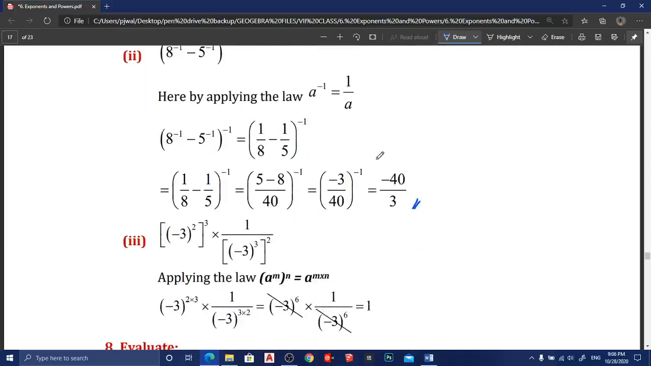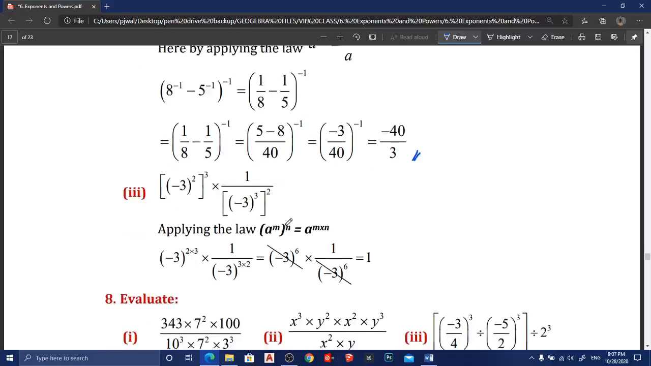Next, minus 3 square whole cube into 1 by minus 3 cube whole square. Here you have to apply again this power of power formula only. A to the power of m whole to the power of n is a to the power of m into n. So here minus 3 to the power of 2 into 3, 2 3s are 6. So minus 3 to the power of 6, into, here also minus 3 to the power of 3 into 2.